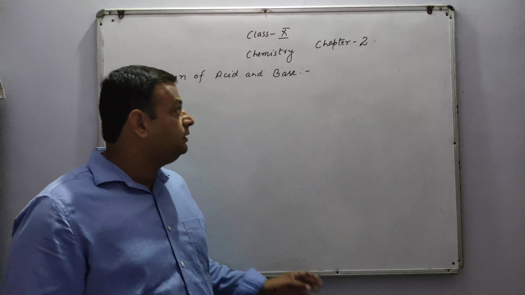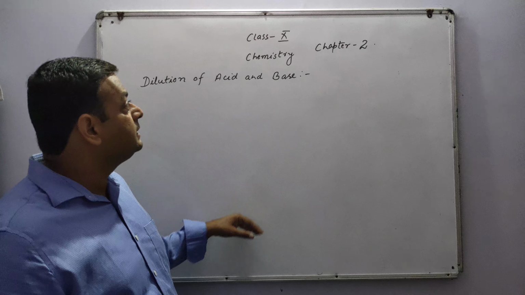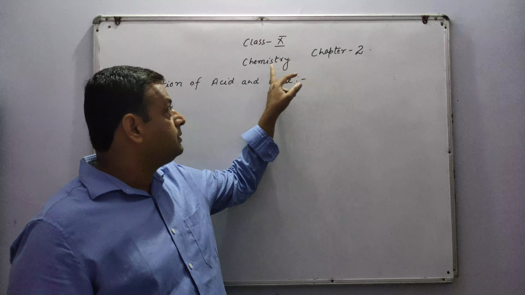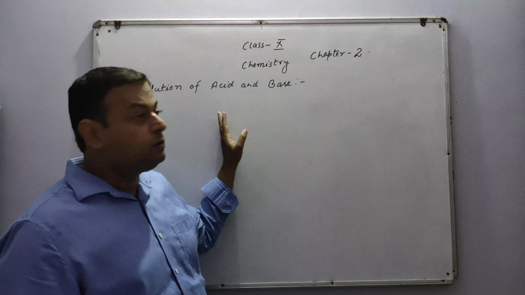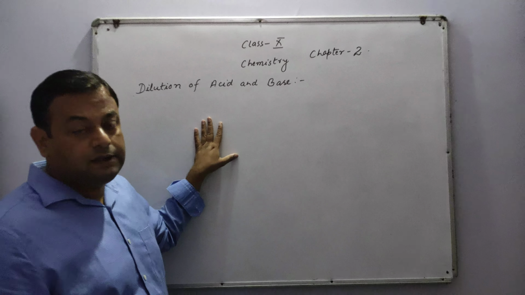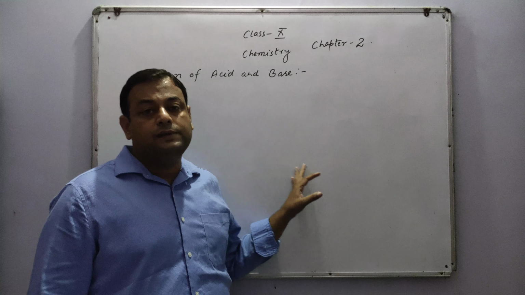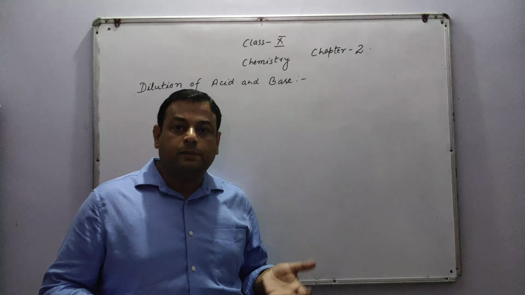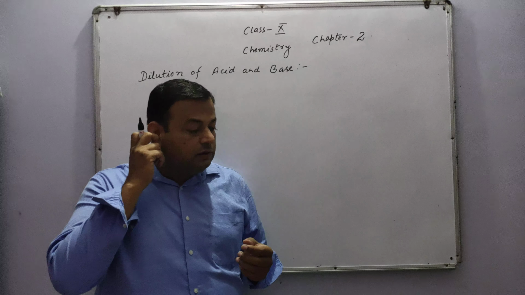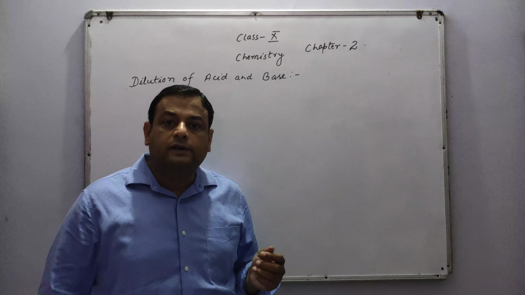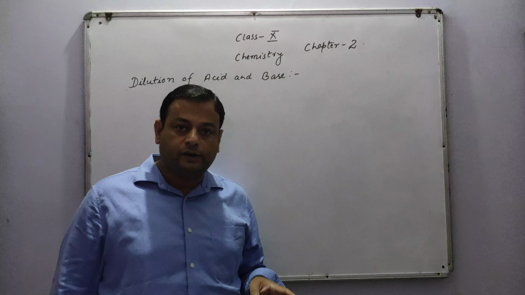Dear students, today in this video we are going to discuss chapter 2 chemistry class 10th, and today's topic is dilution of acid and base. So in general terms, if we say dilution of something, then it simply means adding of water into it. For example, if we want to dilute the milk, then we simply add water into it.